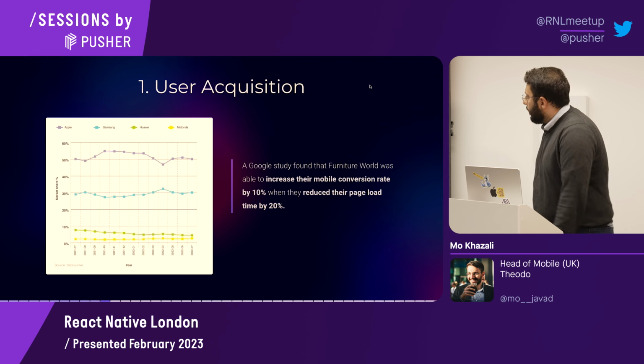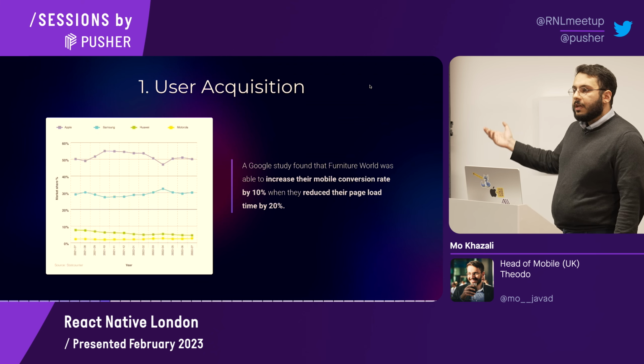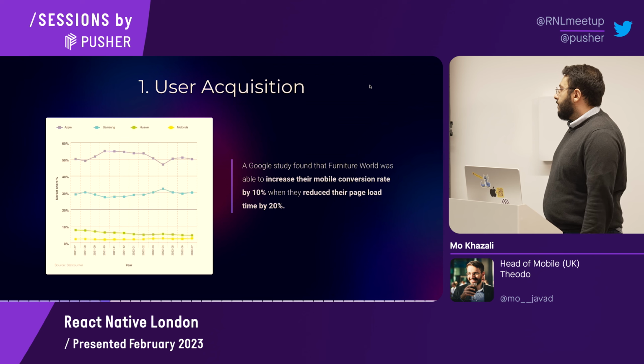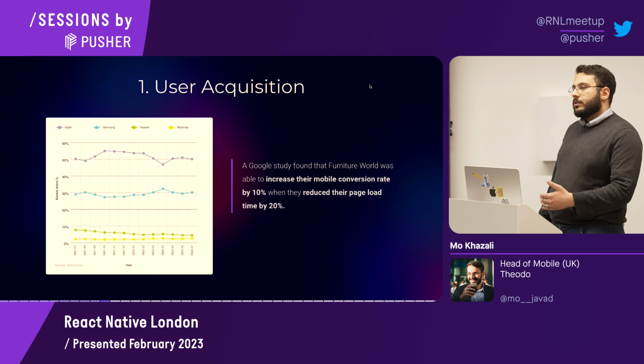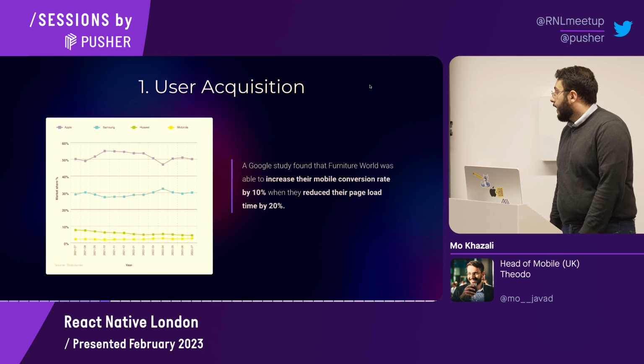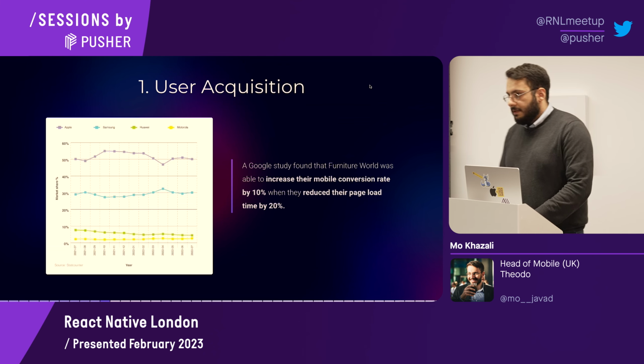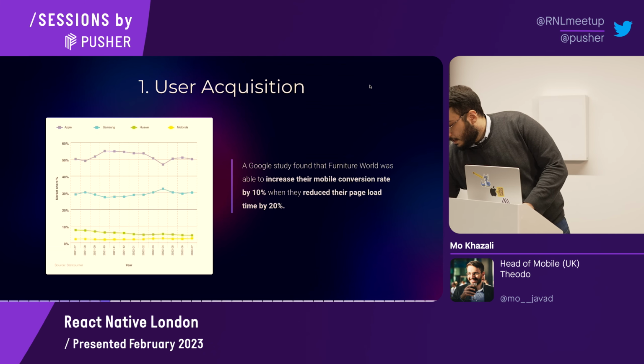A Google study looked at Furniture World, which is an e-commerce platform for furniture. They found that by reducing page load times by 20%, conversions for users actually increased by 10%, which is massive. So it definitely has an impact from a business perspective.